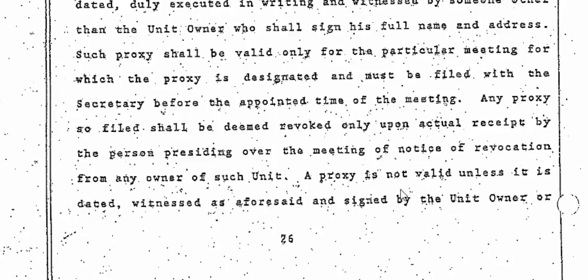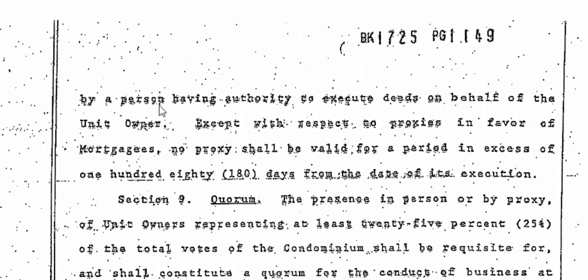And it says a proxy is not valid unless it is dated, witnessed, aforesaid, and signed by the unit owner or by any person having authority to execute deeds on behalf of the unit owner. If somebody has power of attorney to where they can make decisions on your behalf, this is what this is referring to. Okay? And it says, except with respect to proxies in favor of mortgagees, no proxy shall be valid for a period in excess of 180 days from the date of its execution.